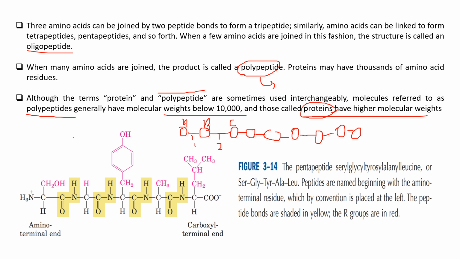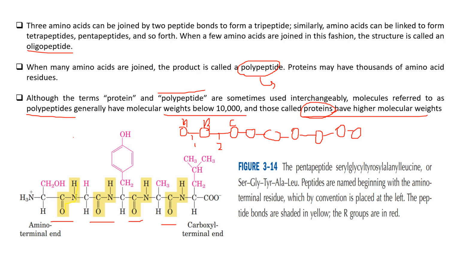So as we can see, this is a peptide bond, this is a peptide bond, this is a peptide bond, and this is a peptide bond. These peptide bonds together will form an oligopeptide, then a polypeptide. The peptide is named seryl-glycyl-tyrosyl-alanyl-leucine, from serine, glycine, tyrosine, alanine, leucine. Peptides are named beginning with the amino terminal residue, which by convention is placed at the left.